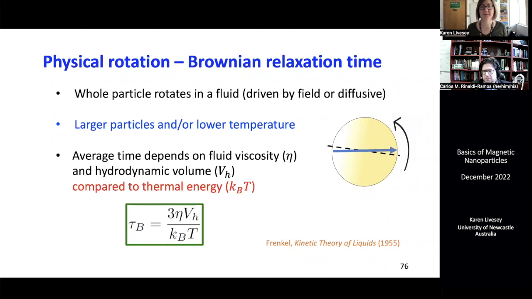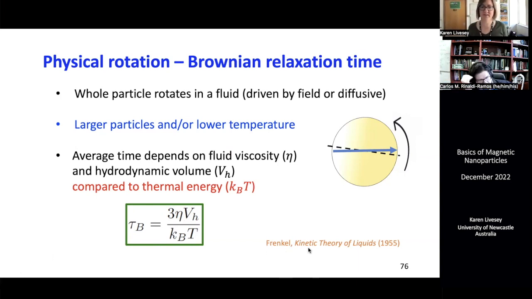Again, another equation, but this one's quite simple and sweet. This is the average time for a particle to relax in a fluid via this Brownian mechanism. So I've called it tau sub B. And it depends on the fluid viscosity, which is eta. It depends on the hydrodynamic volume of the particle, how big the particle is, V sub h. And again, thermal energy is in there because it's thermal fluctuations which limit how quickly this particle can rotate.